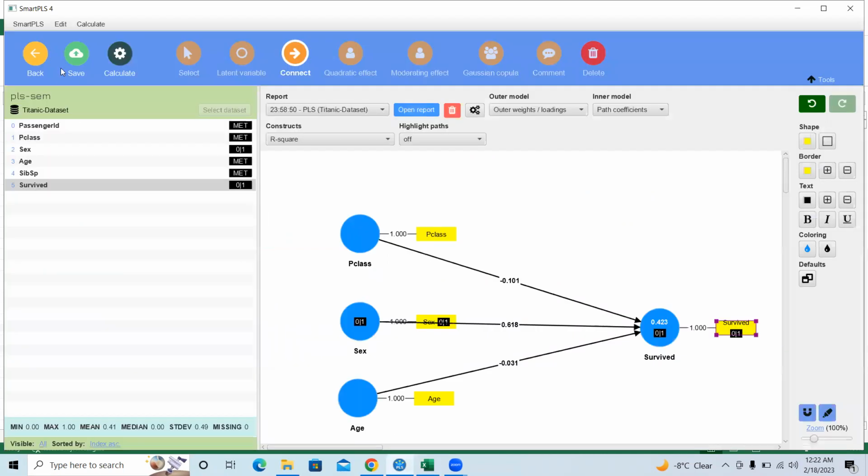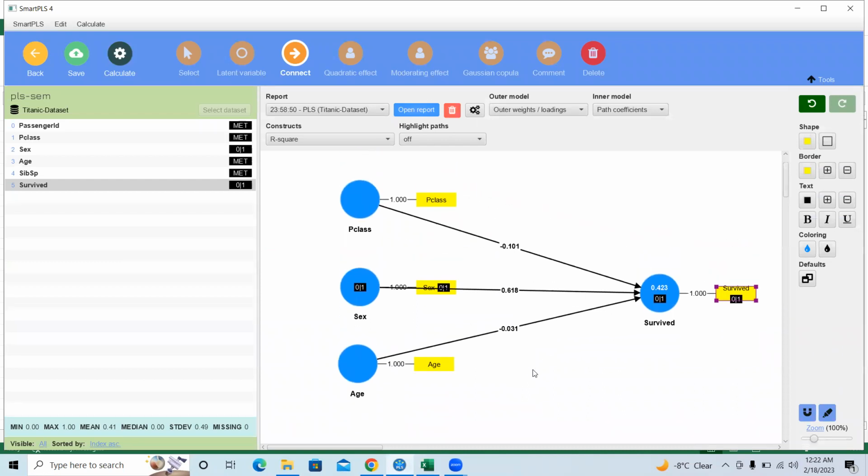and I built a model in SmartPLS. And as you can see here, in the same model, I've correlated passenger class with survival rate, sex with survival rate, and age with survival rate. The combined correlation is 0.423, which is in the middle between 0 and 1, a decent amount of correlation, not good or bad. And as you can see, sex has more correlation compared to all the other values.